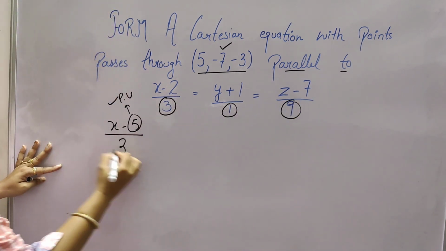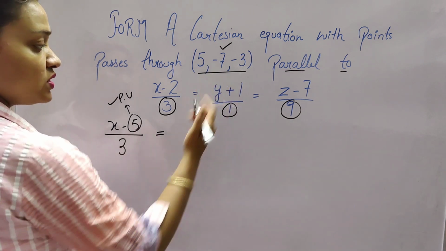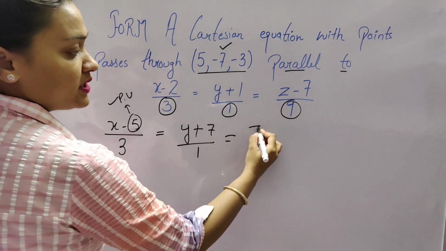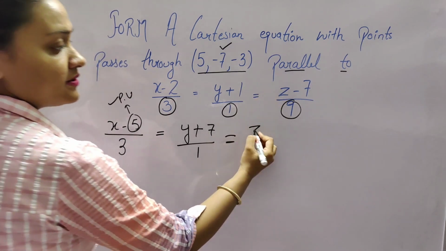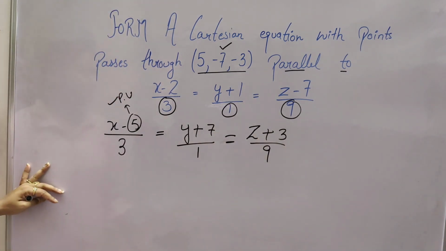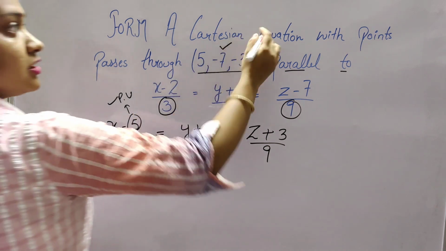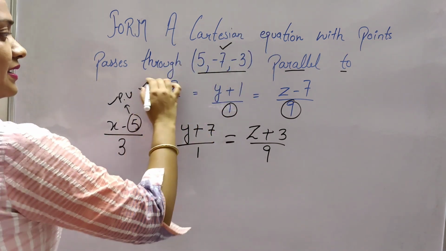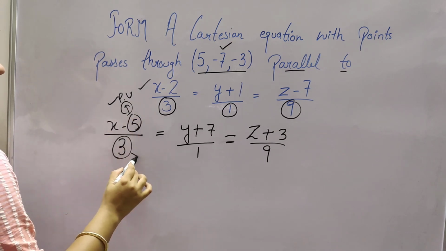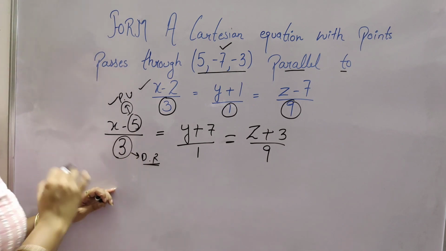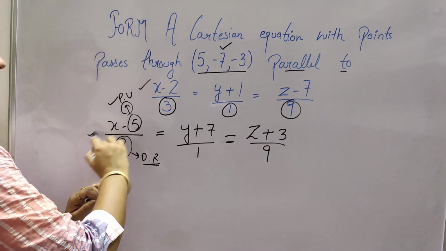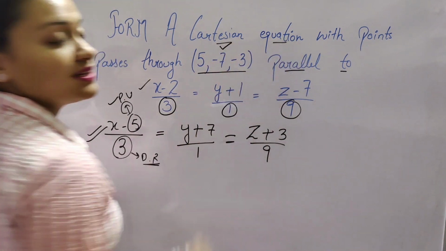So the direction ratios remain the same, which is 3, as it is with the y plus 7 upon 1, as is the case with z plus 3 upon 9. So same is the case with the z. What you have done, you have just written the Cartesian equation of the point which passes through and is parallel to the equation. So firstly write the position vector and then write the direction ratios of the point in the denominator. If it is parallel, the ratios remain the same. So this is how you are going to form a Cartesian equation.